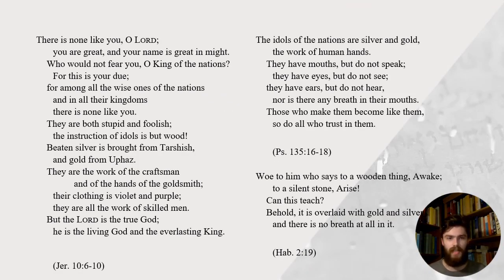So you read that in Jeremiah 10, for example, "There is no one like you, O Lord. You are great, and your name is great in might. Who would not fear you, O King of the nations? For this is your due. For among all the wise ones of the nations, and all their kingdoms, there is none like you. They are both stupid and foolish. The instruction of idols is but wood. Beaten silver is brought from Tarshish and gold from Uphaz. They are the work of the craftsman and of the hands of the goldsmith. Their clothing is violet and purple, and they are the work of skilled men. But the Lord is the true God, and he is the living God and the everlasting King."